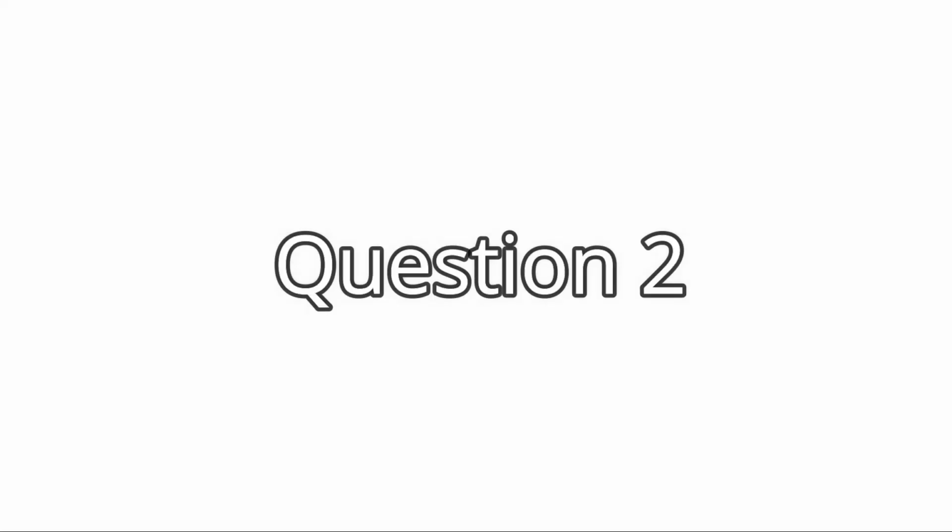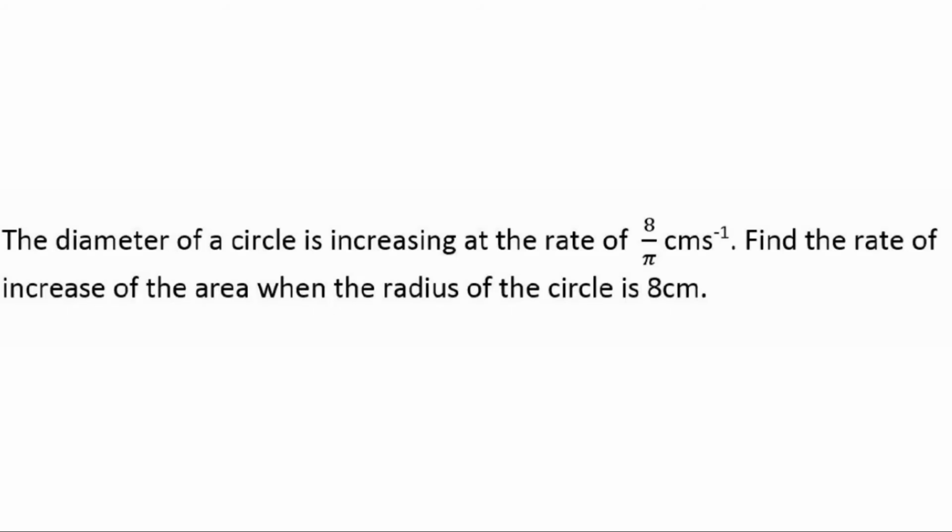Now we are going to move to the second question. The question given is: the diameter of a circle is increasing at the rate of 8 over pi centimeter per second. Find the rate of increase of the area when the radius of the circle is 8 cm. So we will use the 6 strategies we have used before.